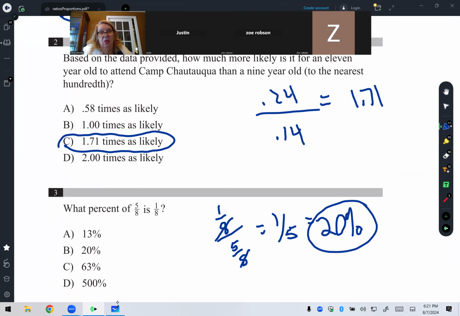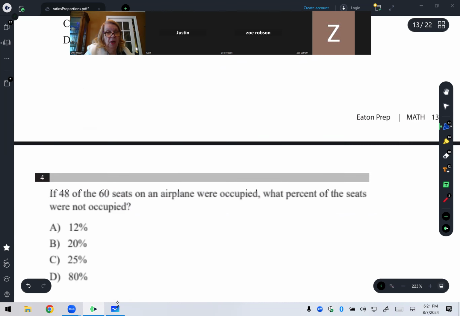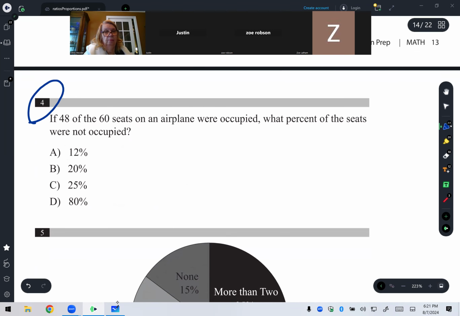So Zoe Latham, are you okay so far? Yeah. Zoe Robson. Yeah. And Justin. I'm good. Good, and I know Addie is trying out for golf, and she should be here soon. So let's go on to the next page. I'm going to have everybody try number 4.